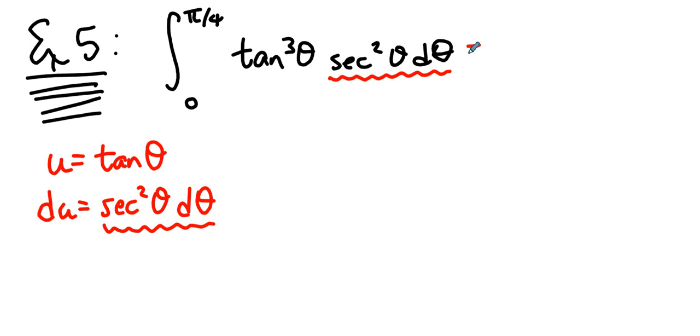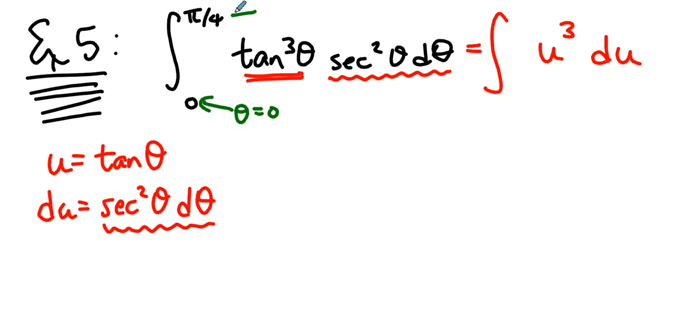So what if this is the integral of, well, now this is tan theta cubed. That's u cubed. And all of this jabberwocky is du. From where to where? These are theta values. We don't want theta values. This is theta equals 0. This is theta equals pi over 4. We don't want those. We want a u value here and a u value here.